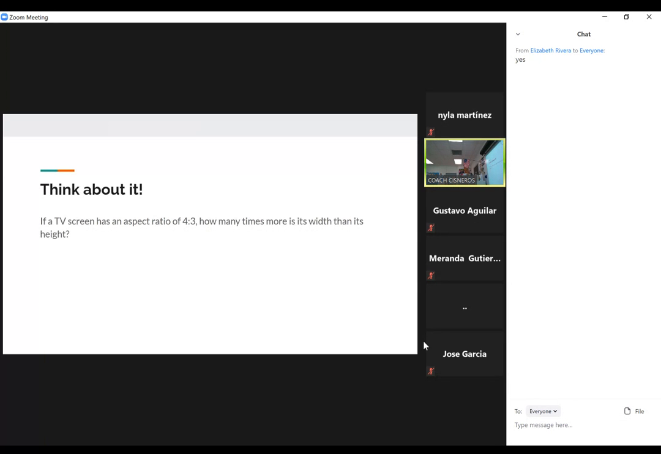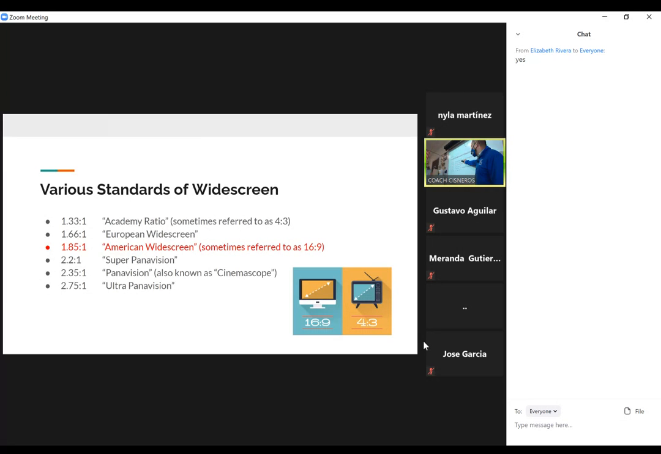But just really quickly, how do you figure something like this out? This is pretty basic. If a TV screen has an aspect ratio of 4:3, how many times more is its width than its height? How would I figure that out? If for every 4 inches wide, it's 3 inches tall, how do I figure out how much wider it is than tall? Divide what? Yeah, that's it. It's literally divide 4 by 3, and I know that my width is 1.33 times as wide as it is tall. These are some of the basic screens that you guys will see.